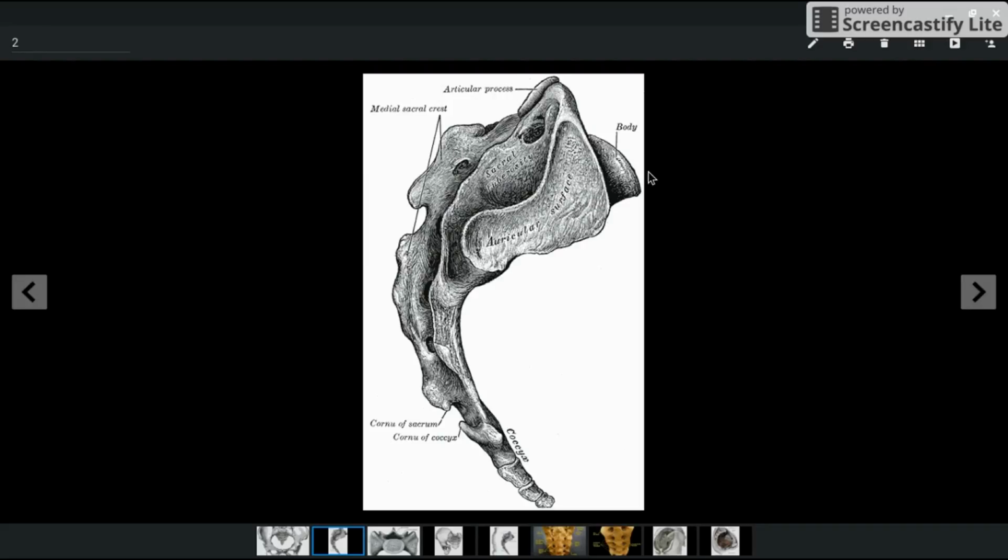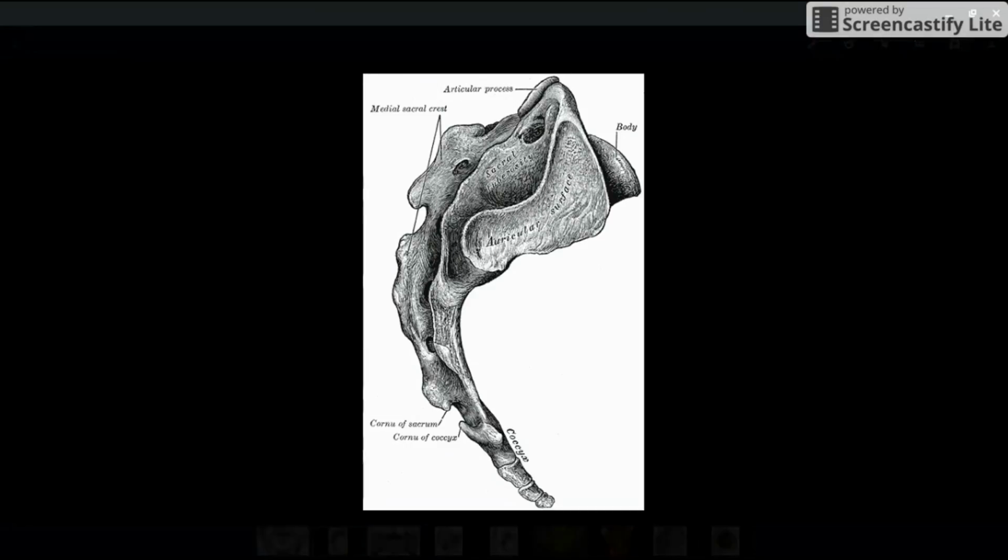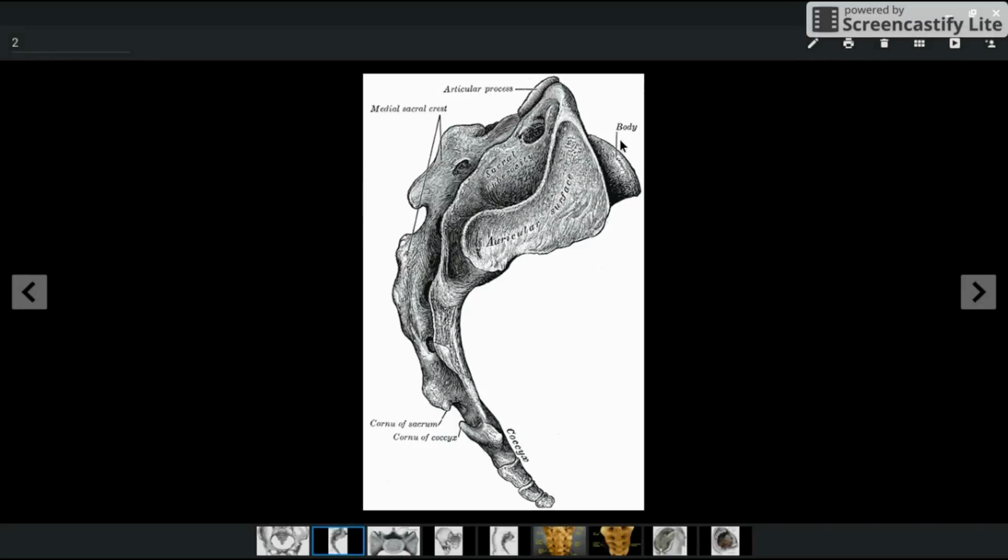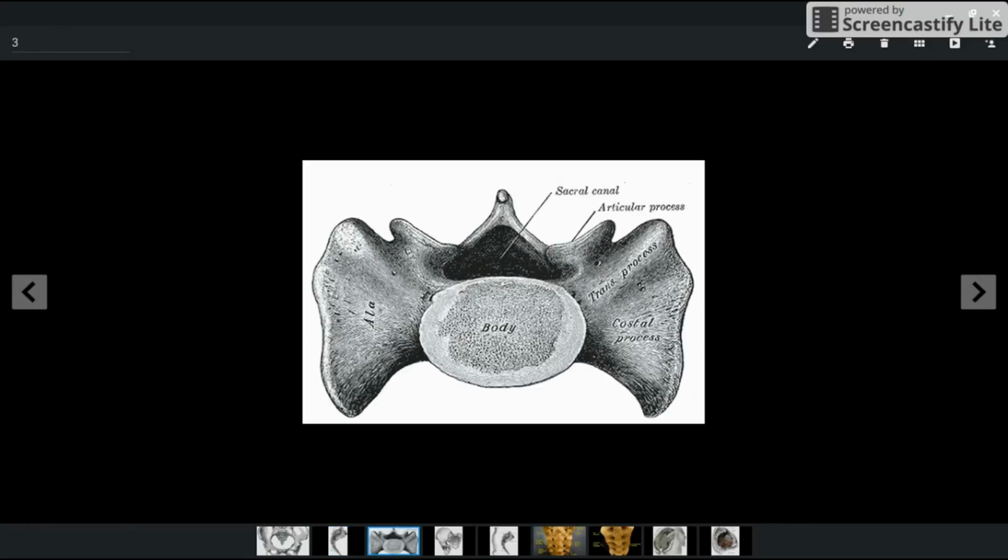Projecting forward at the top front, you can see the base, or it's labeled body here, but that is the base of the sacrum, or the promontory, the sacral promontory, which is where the rest of the spine will continue. And you'll see that this is about, more or less, how it would be situated when we were standing. So we can look at that angle that L5 would be resting on. Pretty cool. Here it is from the top.